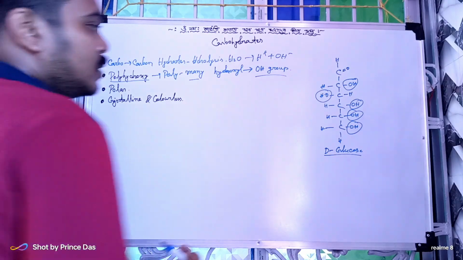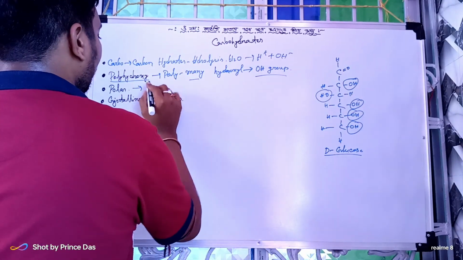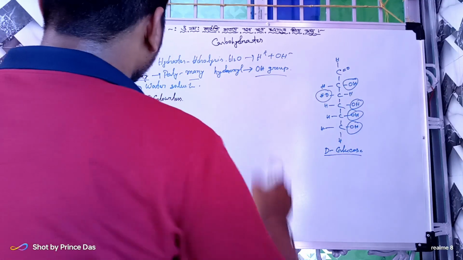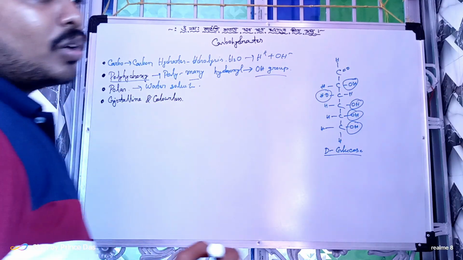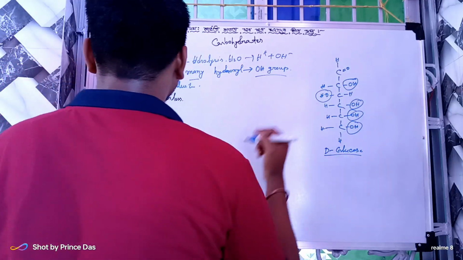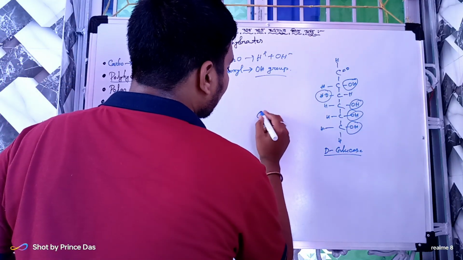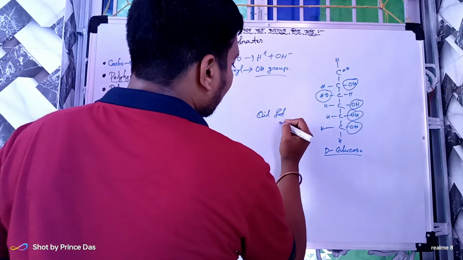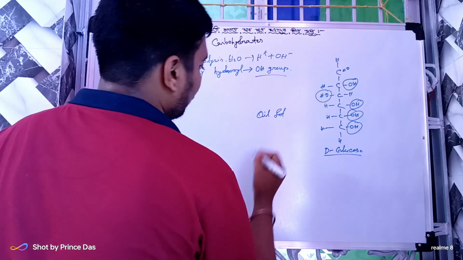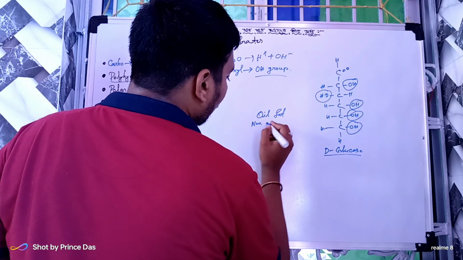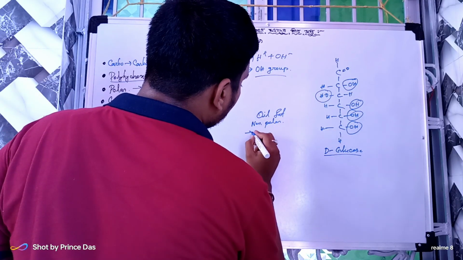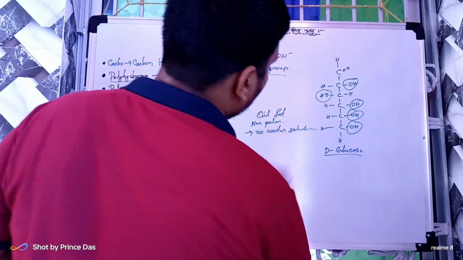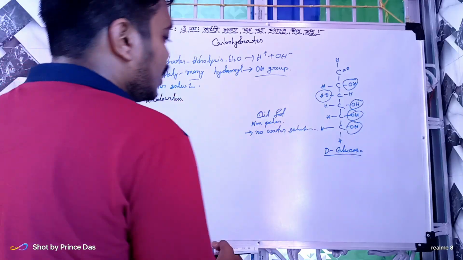Polar means shortly you can say water soluble. Non-polar means water insoluble. What is the example of non-polar? Example of non-polar is oil, fat. These are non-polar. Non-polar means no water solubility will be there.